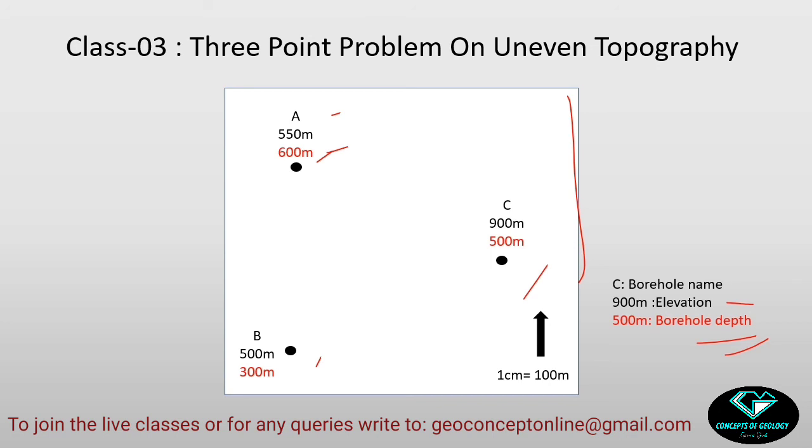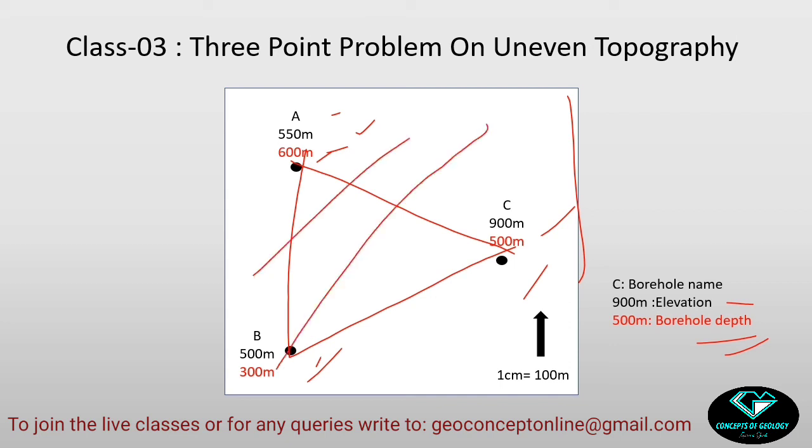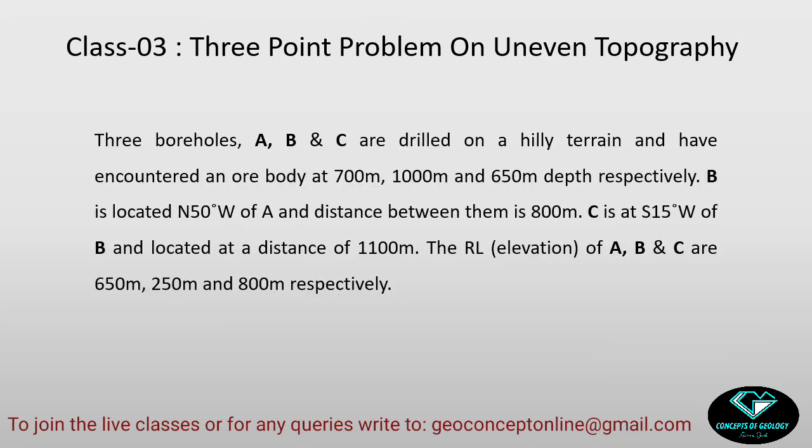I have to find out the RL of the target bed. How can I find this out? I have to subtract the borehole depth from the elevation. So accordingly you find out the RL values, and then construct the triangle, then find out which arm you should graduate and find out the strike lines. So I think you have understood how to solve the 3-point problem on uneven topography. You have to find out the RL values for the target seam first, then you construct the triangle, and then follow the ordinary process which we have done in the last class.